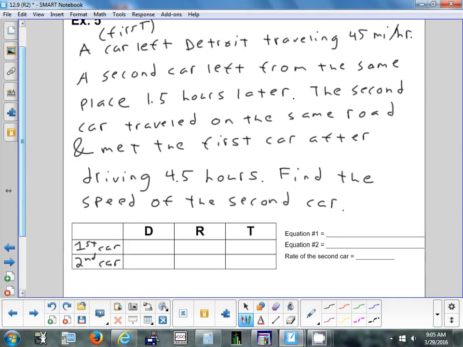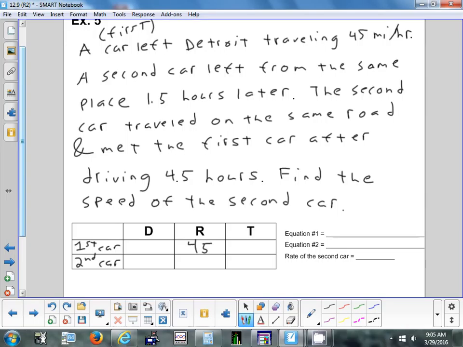Who can tell me something I know about the first car? Just read the first sentence. The car left Detroit traveling 45 miles per hour. Yep, the car left Detroit traveling 45 miles per hour. So what's 45 miles per hour? That's my rate. Okay, that's good. At least I know something.